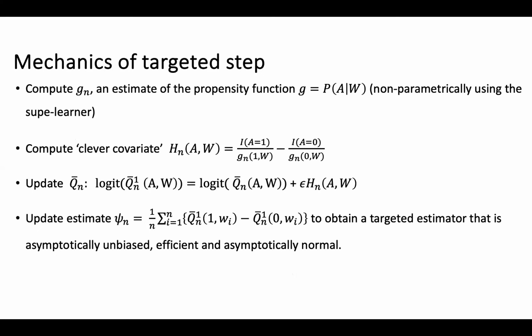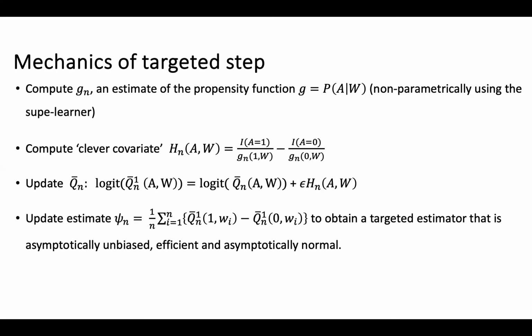So very quickly, the mechanics of the targeted step that's been implemented in software, as I mentioned. In the case where you have a binary outcome, like the physical activity example where the outcome is mortality, the first thing you need to do is compute the propensity. The propensity is the probability of receiving the treatment conditional on your covariates. And you will do that exactly in the same way you did for the main regression function, using the superlearner. So you have to use machine learning twice here.